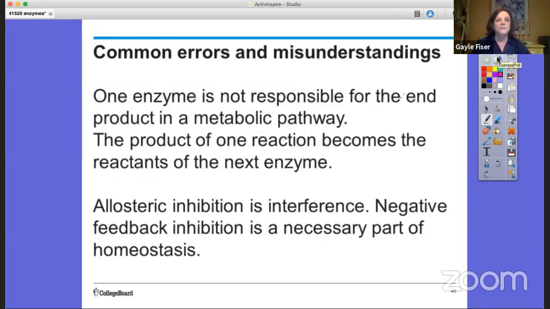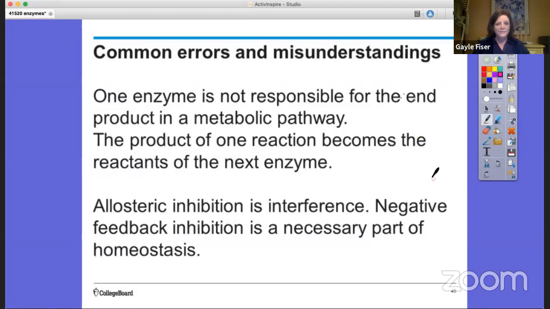So, some common errors and misunderstandings, and this will become more clear when we get into photosynthesis and cellular respiration. One enzyme is not responsible for the end product in a metabolic pathway. The product of one reaction is going to become the reactant of the next reaction. And I know that sometimes allosteric inhibition is always seen as interference, but it's not always a negative thing that's happening. Negative feedback has to happen. It's a necessary part of homeostasis, where our bodies can't continue to make a product that we don't need and waste that kind of energy.